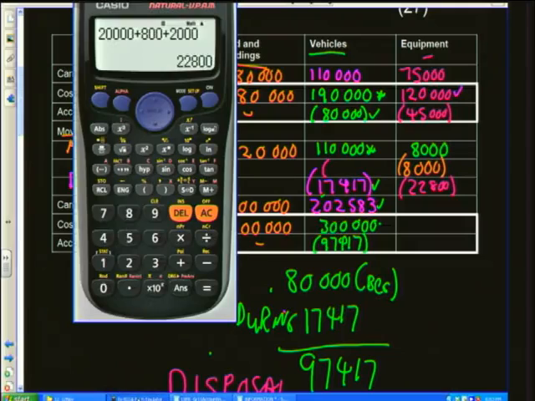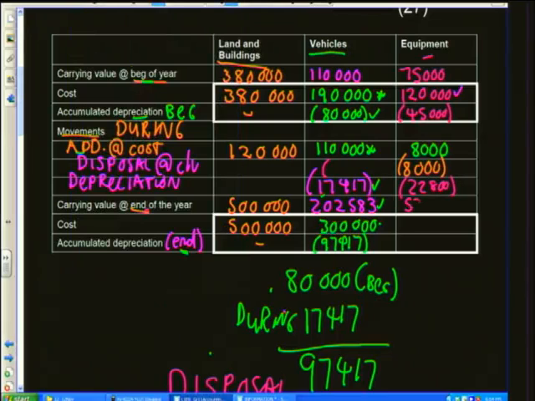Okay, so my calculation, guys: I'm going to start off with carrying value at the beginning of the year, which is the 75,000. Let's just fix that. It should be plus the 8,000, which was the additional equipment, minus the 8,000, which was the disposal, less the depreciation, 22,800. So at the end of the financial year, our equipment is worth 52,200. Okay, right, the last two lines, guys.